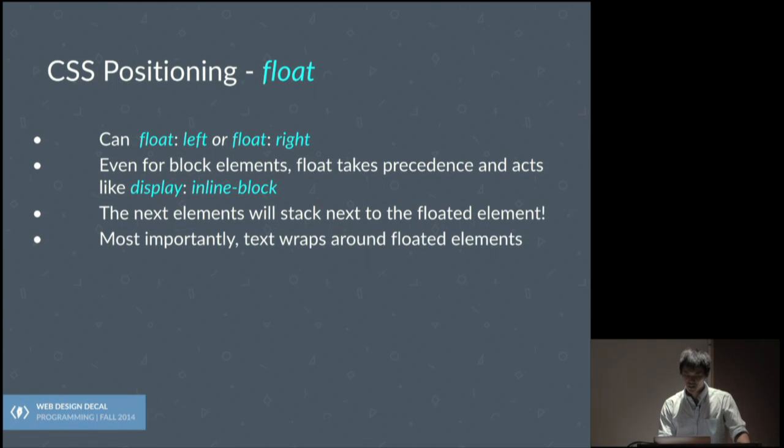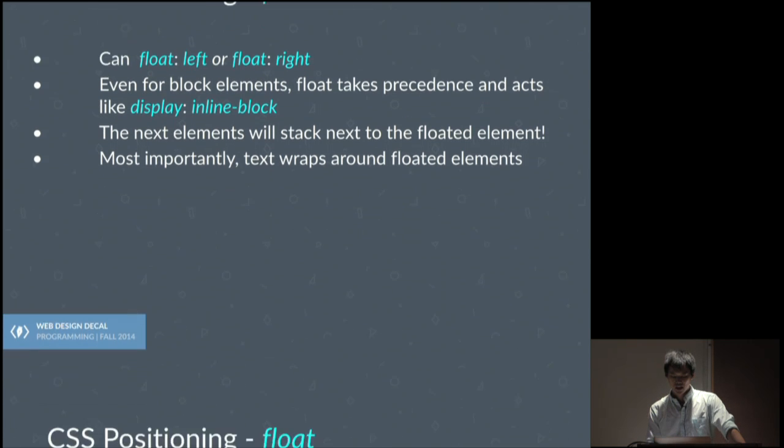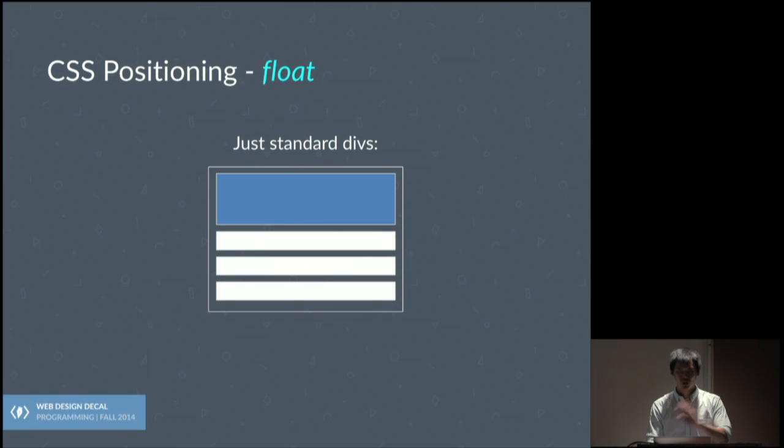So thankfully, there's a much better way, and that is something called float. You can only either float left or float right, which is great. It takes precedence, and it stacks things horizontally, kind of like inline block, but it makes other elements more aware of its presence, right? Another property of floats is that text wraps around them, like I showed earlier. And just to go over how it differs from others, here's standard divs. As you know, because they're block elements, they stack vertically like this.